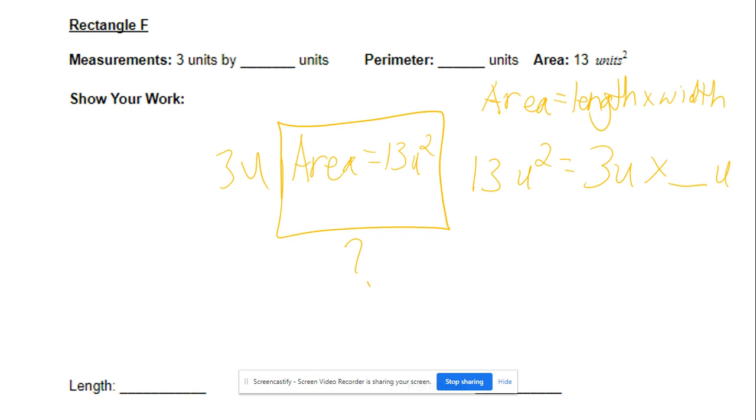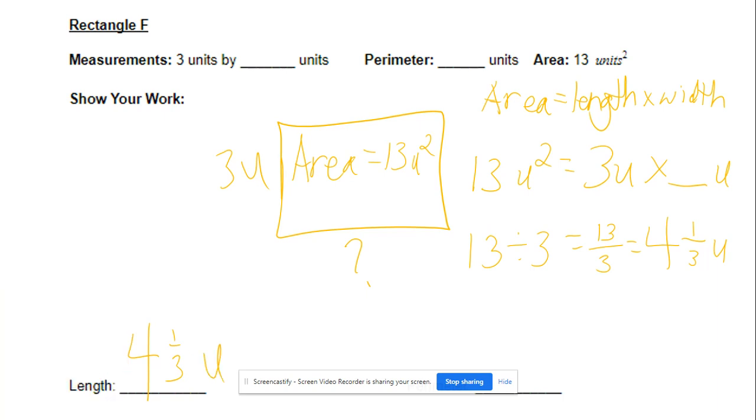Well, remember, to find that missing factor, we can do 13 divided by 3. We can rewrite 13 divided by 3 as 13 thirds. Now I'm thinking, what can I multiply by 3 to get close to 13? That's 4. 3 times 4 is 12. We need one more to get to 13, so 4 1/3 units. So our missing length would be 4 1/3 units.